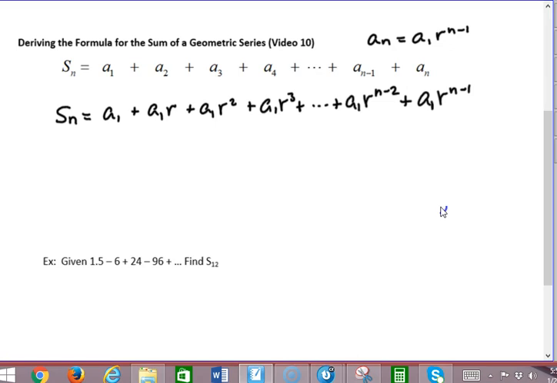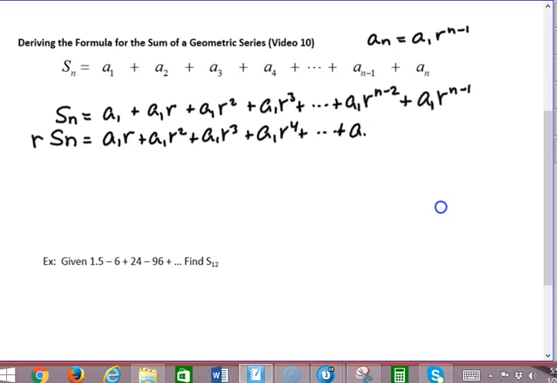So I'm going to do something here. Right below this, I'm going to write the same sequence, only I'm going to multiply both sides of the sequence by r. So this would be a sub 1 r now. This would be a sub 1 r squared, a sub 1 r cubed, a sub 1 r to the fourth, and so on.